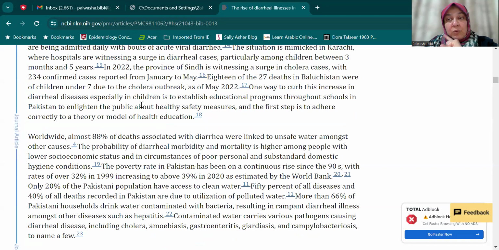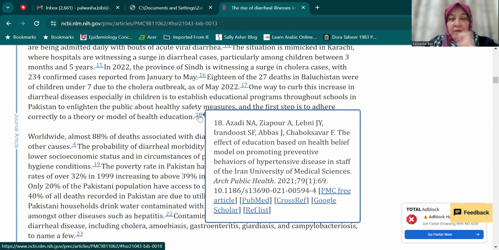And today we are going to just focus on the introduction. Okay, Pakistan, see here, one way to curb this increase in diarrheal disease, especially in children, is to establish educational programs throughout schools in Pakistan to enlighten the public about health safety and so on. And then reference number 18.